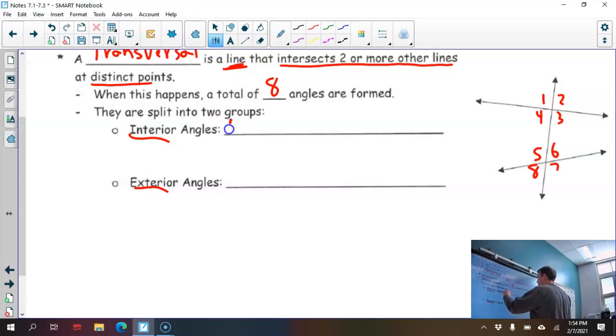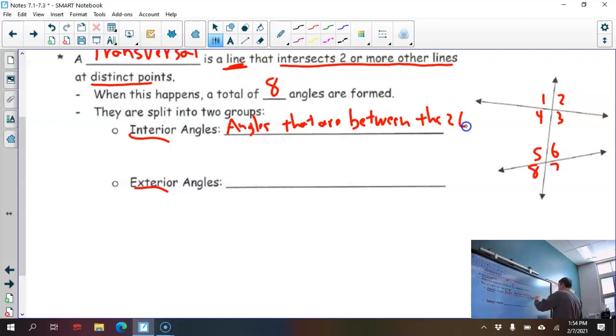Interior angles are angles that are between the 2 lines. So that would be angles that are in here. These would be interior angles. So the angles that are interior angles are angle 3, 4, 5, and 6.